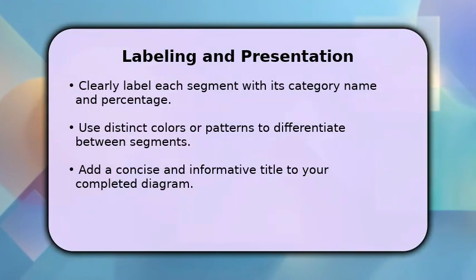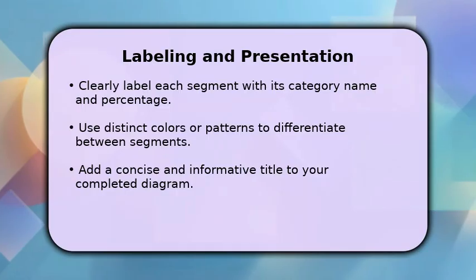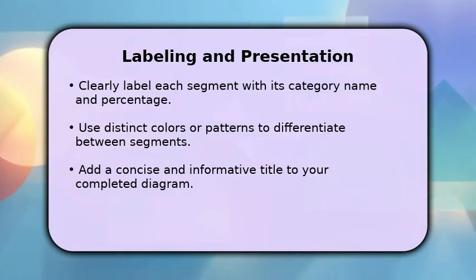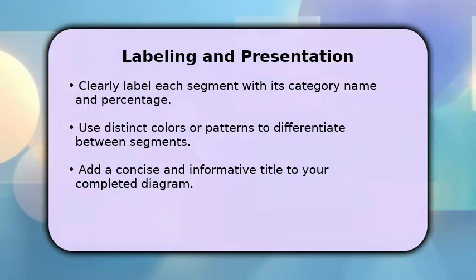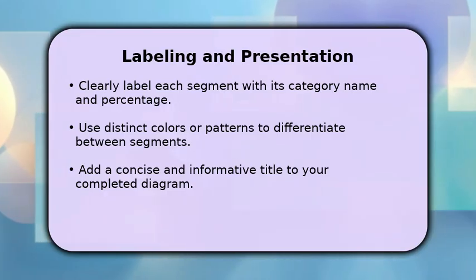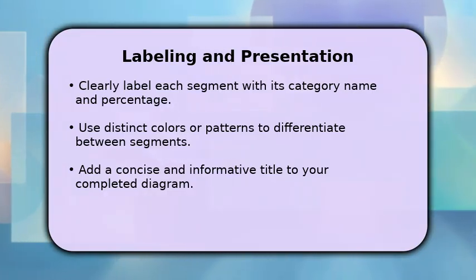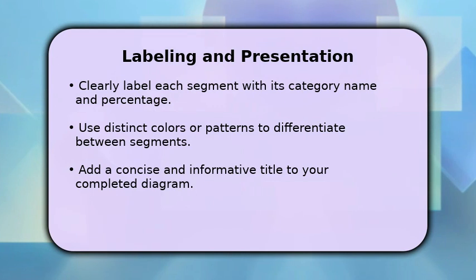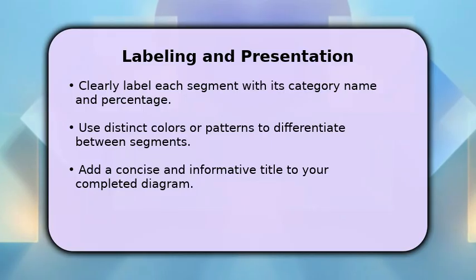Finally, we focus on presentation. Clearly label each segment directly on the diagram with its category name and its corresponding percentage. Choose distinct colors or patterns for each slice to enhance visual clarity and make it easy to distinguish between categories. Conclude by adding a clear, descriptive title to your entire pie diagram, ensuring it effectively communicates your data.